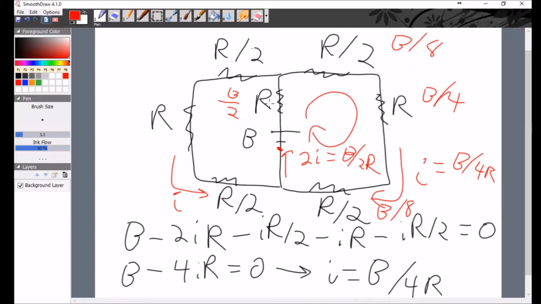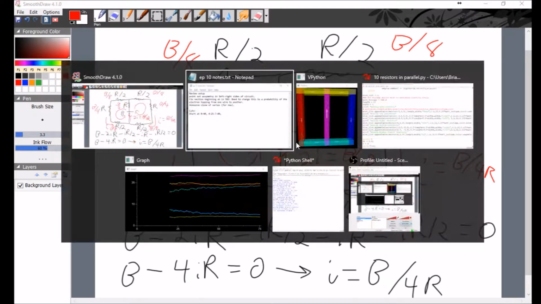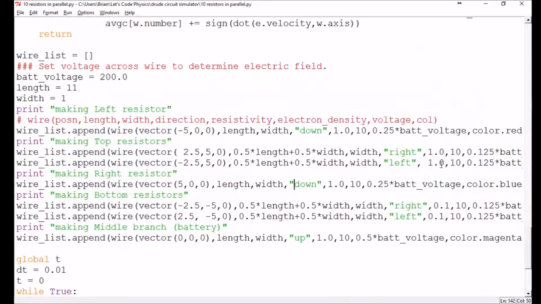Because it's symmetric, it's going to have the same math going on for the loop rule. So this thing's going to get a voltage of B over 8. This one gets a B over 4, and this one gets a B over 8. I hope my color coding is compensating for the crowding. Let's double check and make sure that's what I put in.